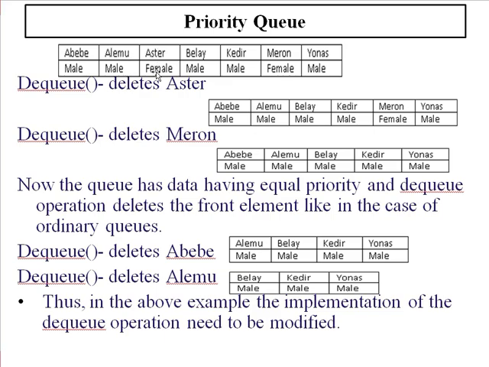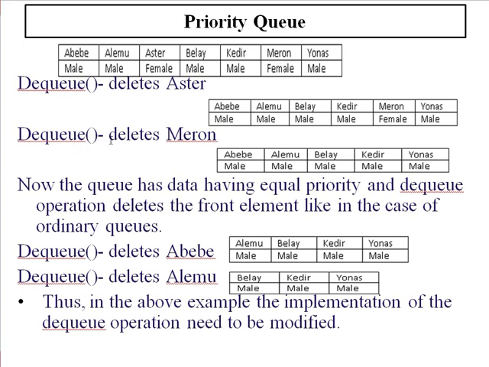Aster, female, yes. This is the one having the highest priority. So this will be removed. So the priority queue will be left with Abebe, Alemu, Belai, Kadir, Meron, Jonas. So the remaining items will be left.